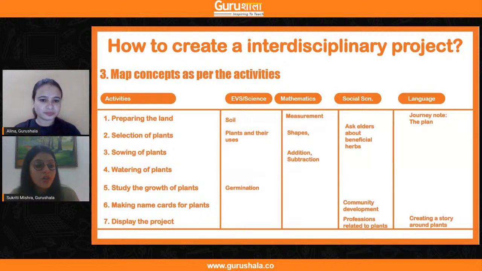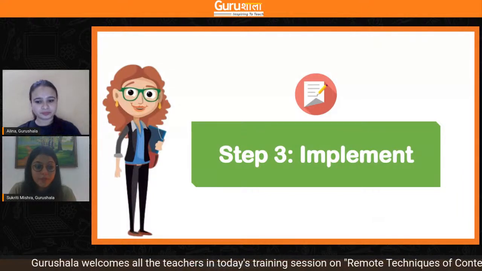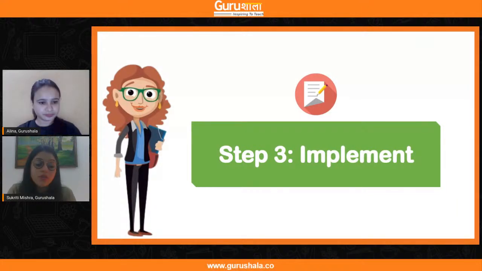So we have understood all the three steps: identifying a project, identifying the different activities of the project, as well as mapping concepts as per these activities to understand whether our projects are actually interdisciplinary or not, and how they can bring together many different subjects for a student. So moving forward, Alina, we come to step 3, which is implementation. We have seen how teachers can use different methods to identify, and then how they can use different methods to create. Now we come to the final step, which is the step of implementation.